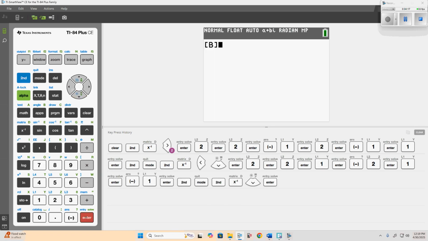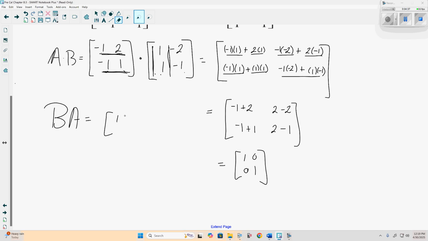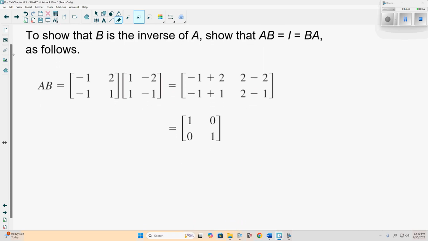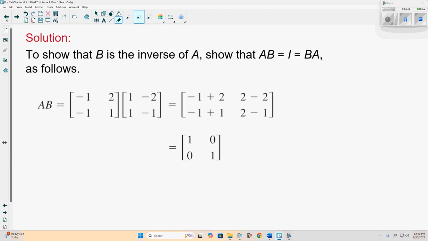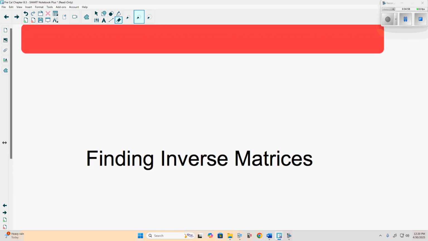Now we already did A times B. And if we multiply B times A, we also get that identity matrix. So the matrix A times the matrix B is the identity, and B times matrix A is also the identity. So it means that A and B are indeed inverses of each other. Questions on verifying that two matrices are inverses? Y'all remember doing this?